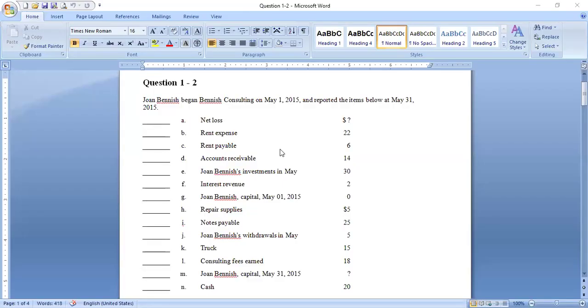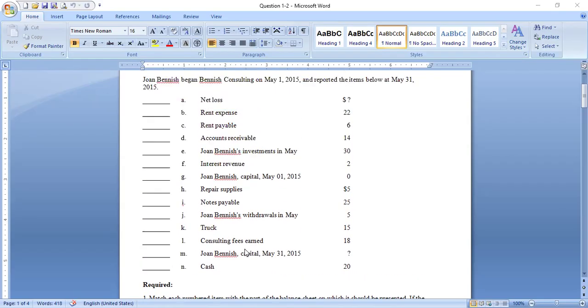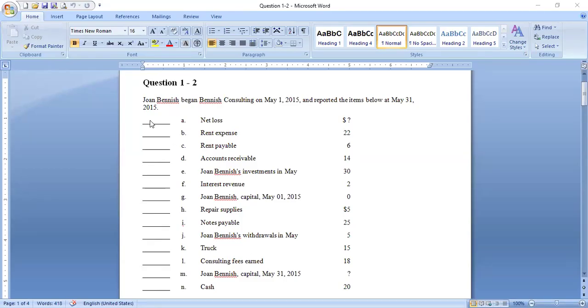So now once we know all this information, now we can go to this question, and that question now is going to make sense. So what we have to do is first match each number item with the part of the balance sheet. Is it going to be asset? Is it going to be liability? Is it going to be equity? Or doesn't appear on the balance sheet? We're looking only on the balance sheet, right? So let's go with the net loss. Net loss is not going to appear on the balance sheet, so there will be nothing there. Net loss is simply calculation, doesn't appear anywhere.